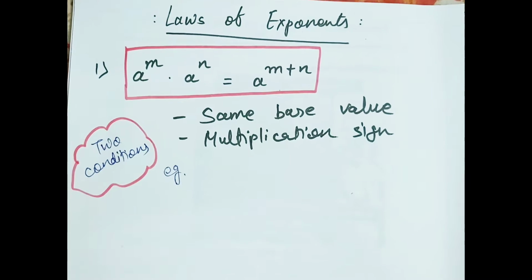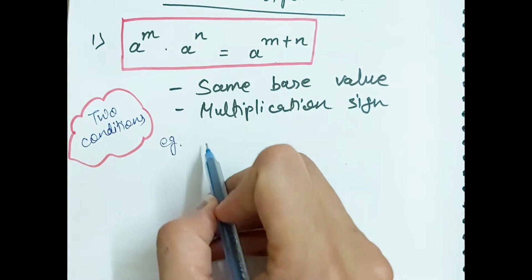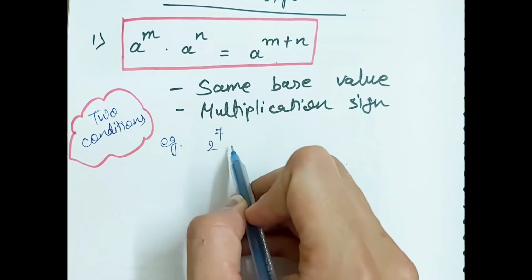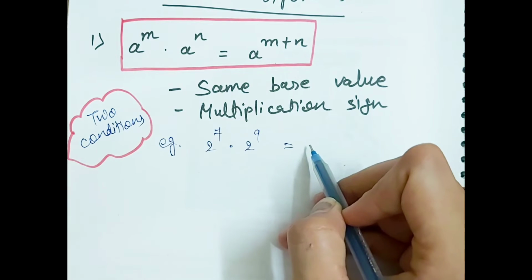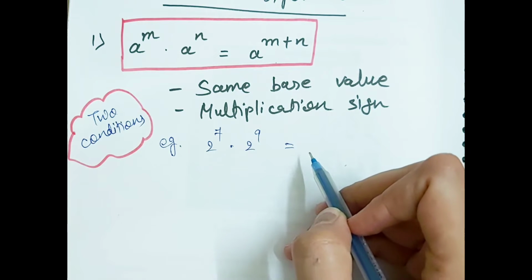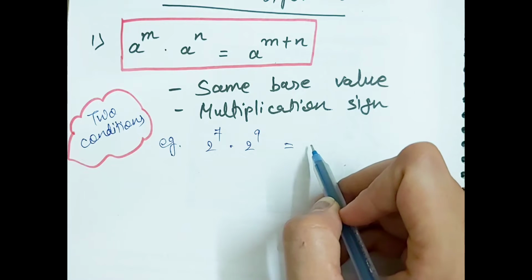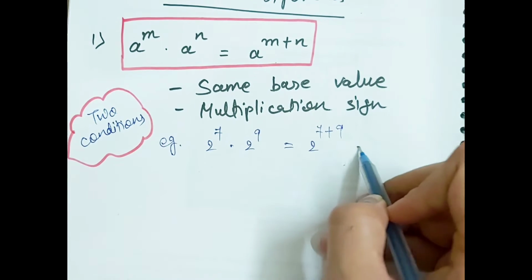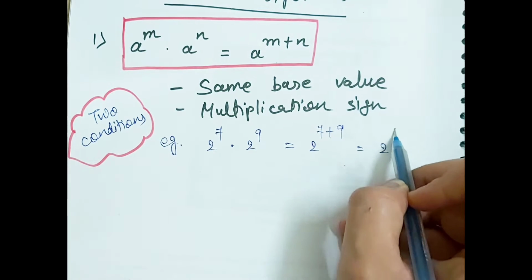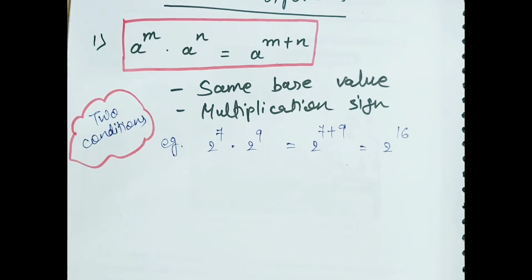If we look at an example, let's say 2 raised to the power of 7 multiplied by 2 raised to the power of 9 is equal to, see, the base value is the same, there is a multiplication sign, so we can just write 2 raised to the power of 7 plus 9, which is going to get me 2 raised to the power of 16.